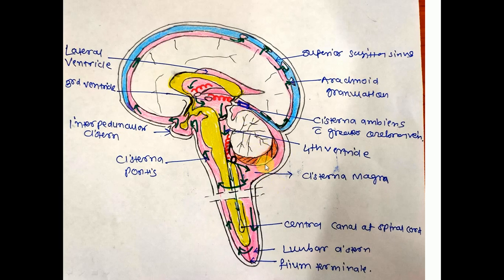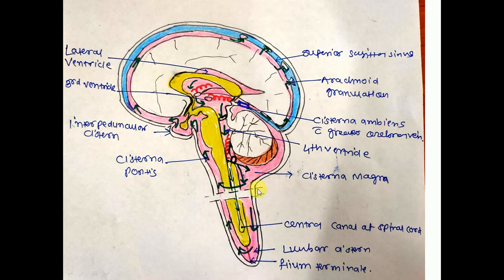Okay, the cerebellomedullary cistern is in relation to the space between the cerebellum and medulla oblongata; the cisterna ambiens is between the splenium of the corpus callosum and the cerebellum; the cisterna pontis is in relation to the ventral surface of the pons; and the interpeduncular cistern is in relation to the base of the brain. Okay, and the lumbar cistern is in relation to the lumbar region of the subarachnoid space, that is the lumbar cistern.